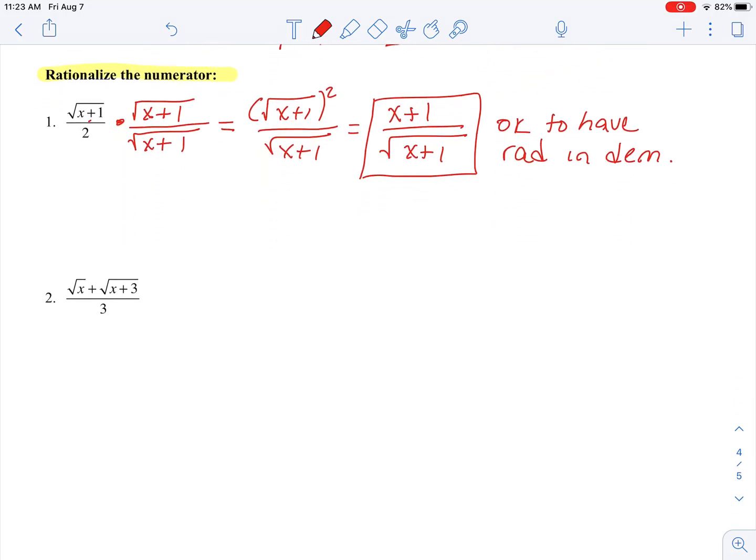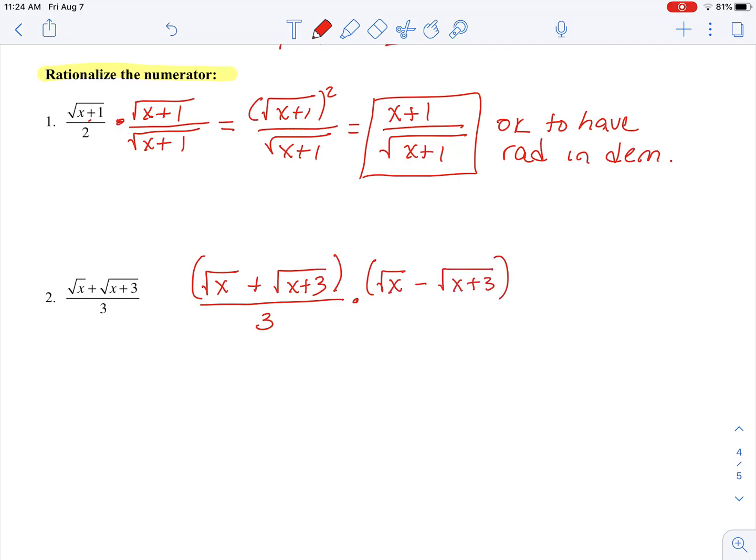And lastly now, for example 2, rationalize the numerator. I'm going to actually rewrite this problem because I don't want to change the example. I want it to be nice and neat. So I want to rationalize the numerator, which means I'm going to multiply by the conjugate, top and bottom. Leave it alone, change the sign, leave it alone. Top and bottom by the conjugate.